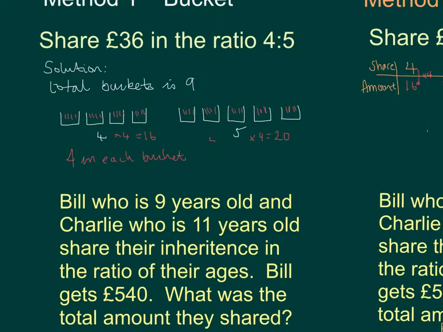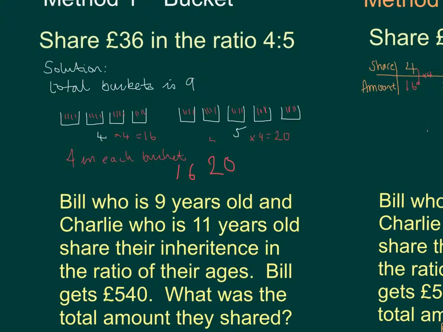I now can see that I've got 4 in each bucket, so 4 buckets of 4 is 16, and 5 buckets of 4 is 20. So it will be shared in the ratio, let me write that in, £16 to £20, in that order.